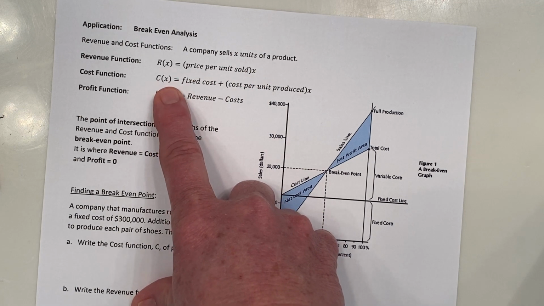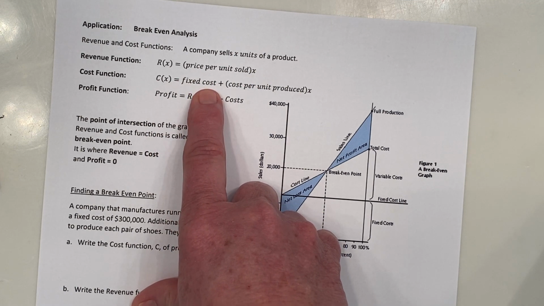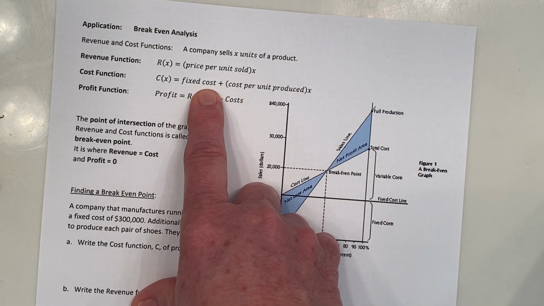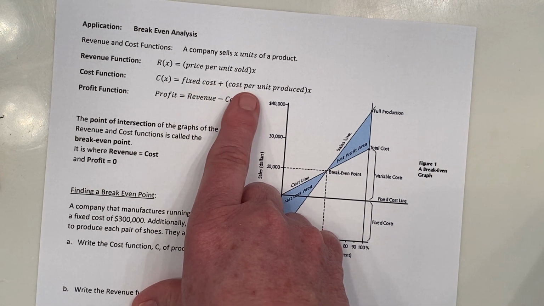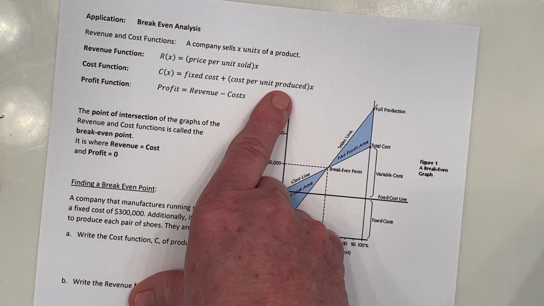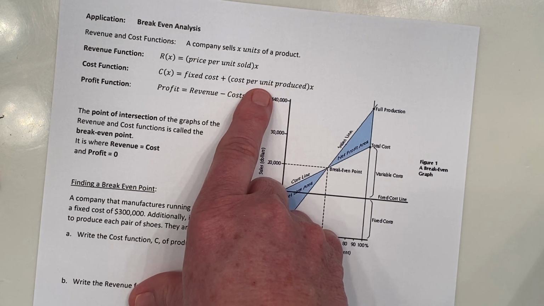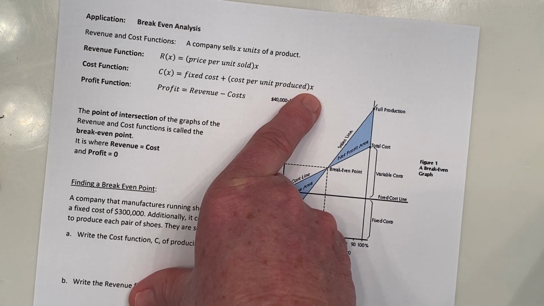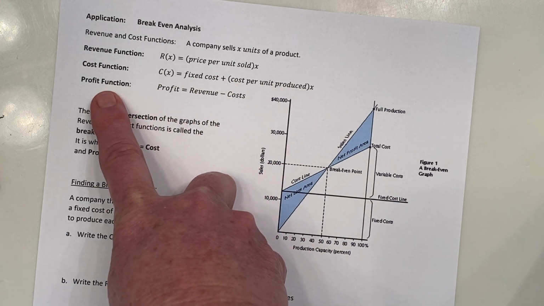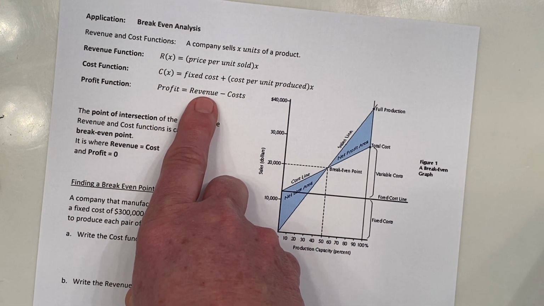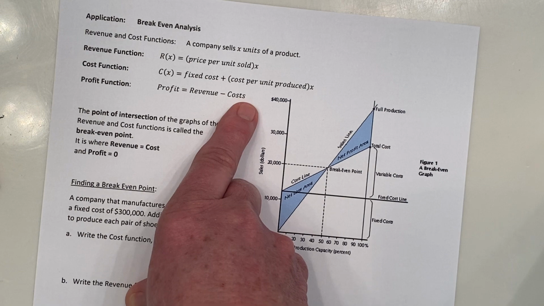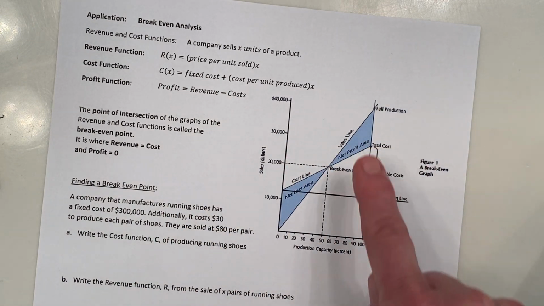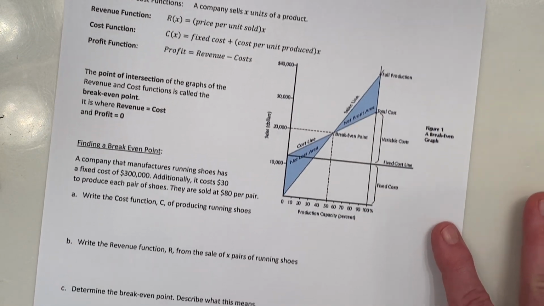What's the cost to the company? Well, any fixed cost they have, like their lease or their rental or their equipment cost, plus what does it cost to produce each unit? So that's the cost times each X unit. And what's the profit function? Well, the profit function is going to be your revenue minus your costs. And here's a graphical representation of what that might look like.